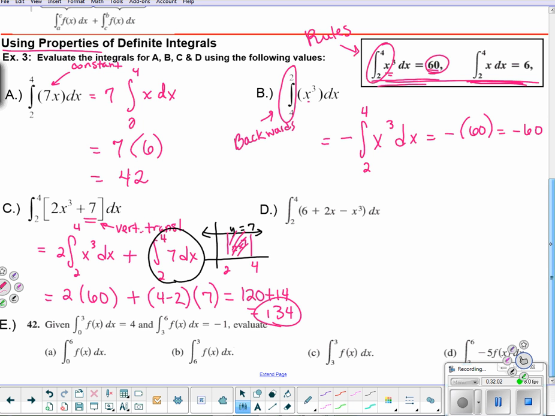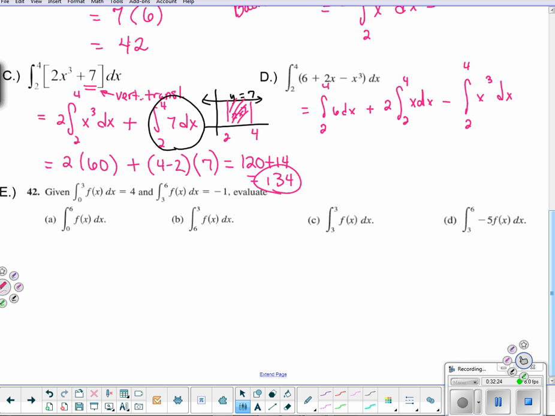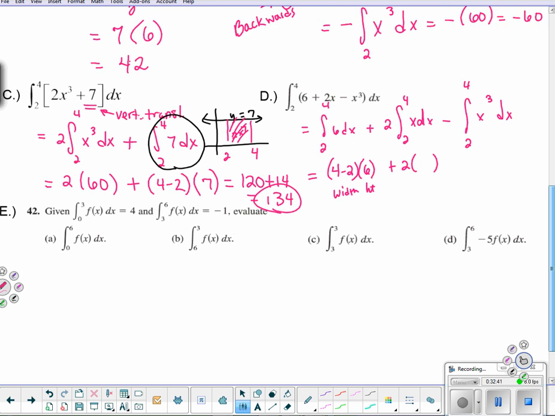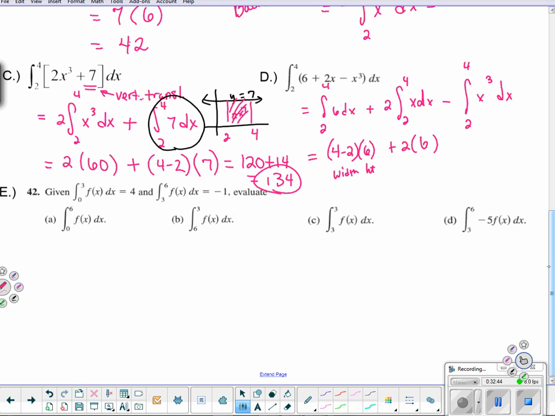D, let's chop it up into 3 integrals. The integral from 2 to 4 of 60x plus 2 out front, the integral from 2 to 4 of x dx, so that I can match the x dx, minus the integral from 2 to 4 of x cubed dx. Turns out, similar idea, 4 minus 2, the width of our bounds, multiplied by the height. This would be width times height, plus 2. The linear function had a value of 6. The cubic function had a value of 60, didn't it? So I'm picking up 12 plus 12 plus 60, 24 and 60, 84.